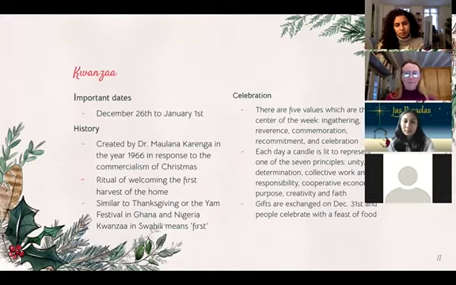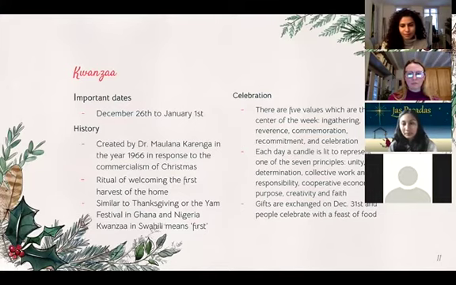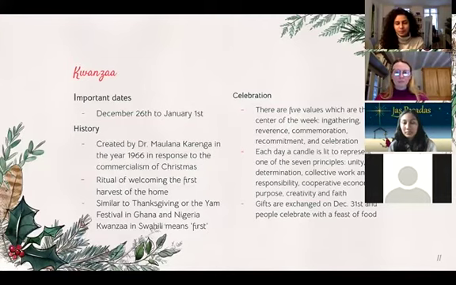Kwanzaa in Swahili means first. The celebration includes 5 values that are centered for the week. Those 5 values are ingathering, reverence, commemoration, recommitment, and celebration. Each day a candle is lit to represent one of the 7 principles, which are unity, self-determination, collective work, responsibility, cooperative economics, purpose, creativity, and faith. And gifts are usually exchanged on the 31st of December, and people usually celebrate with a feast of food as well.